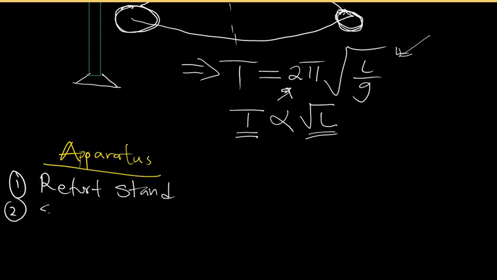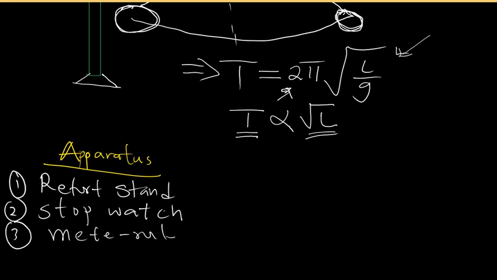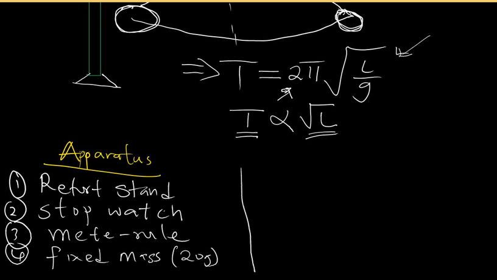Number 2, you will need a stopwatch to measure the time for a particular number of oscillations. Number 3, you will need a meter rule to measure the length. Then you also need a fixed mass of a particular value, let's say 20 grams or so. The mass does not change. What changes is just the length of the pendulum. At the end of the day, you'll be asked to draw a graph.